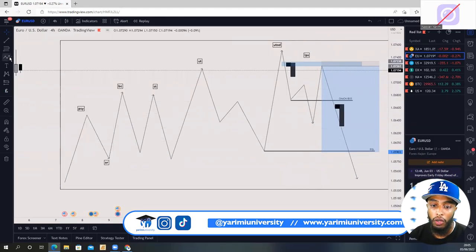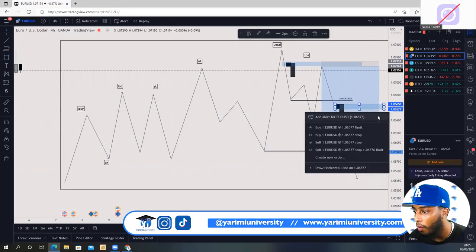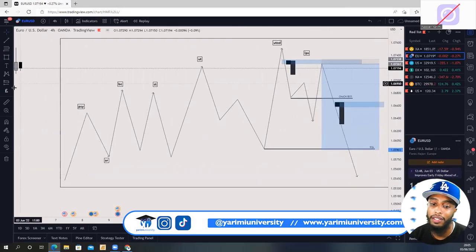So what do we do now? Knowing what we know, we're gonna get a rectangle tool. We're gonna put it from the high of the previous candle, like we've just learned in the previous videos, to the lowest of the previous candle. And we are waiting to take the trade from this level here.